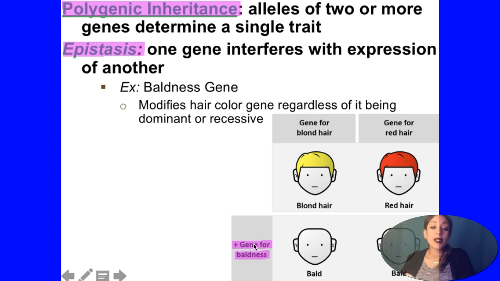So let's say this new allele is allele E. So big A, little a, and little a, doesn't matter what's there. If the letter E, or the E allele, comes in, it doesn't matter. It's going to make both of these individuals bald rather than their normal blonde hair or red hair.